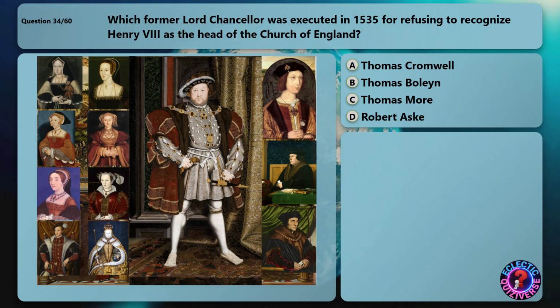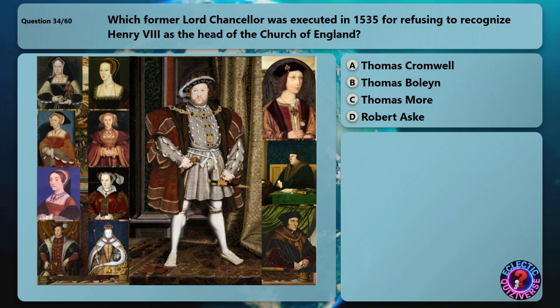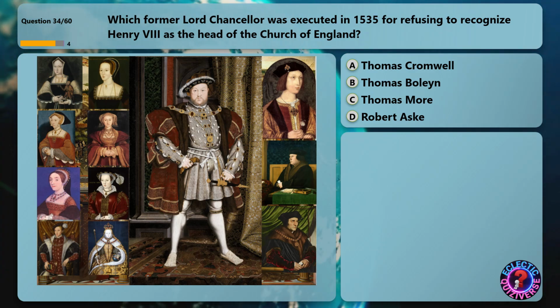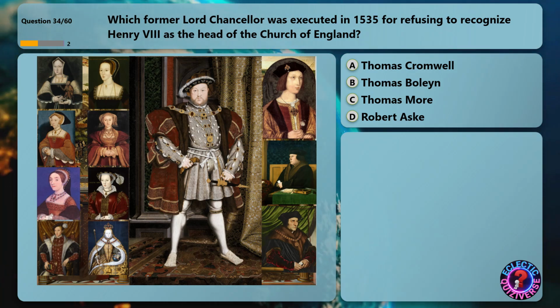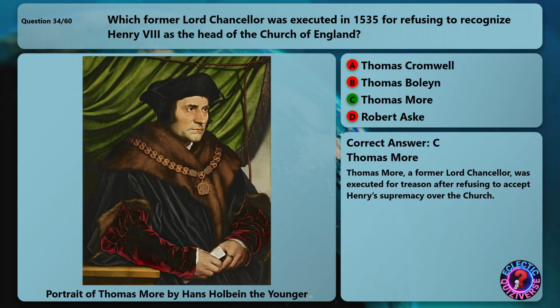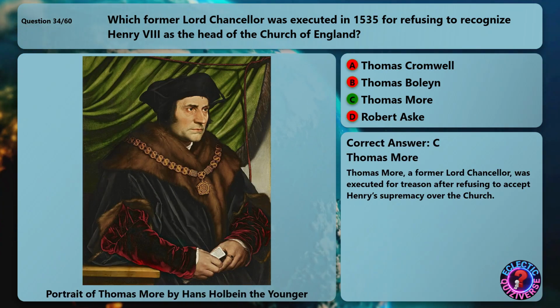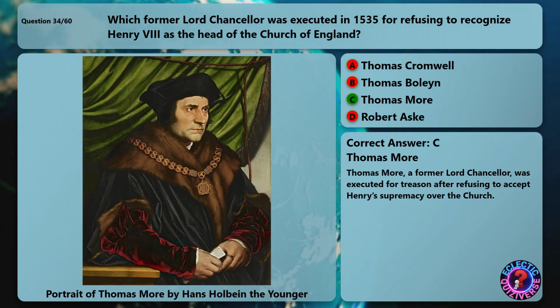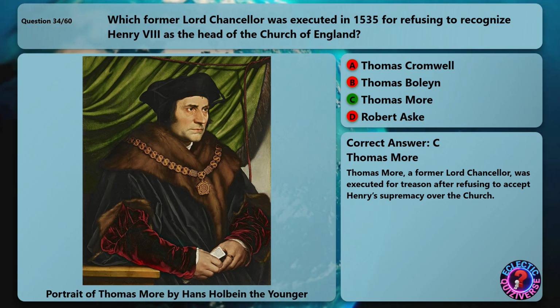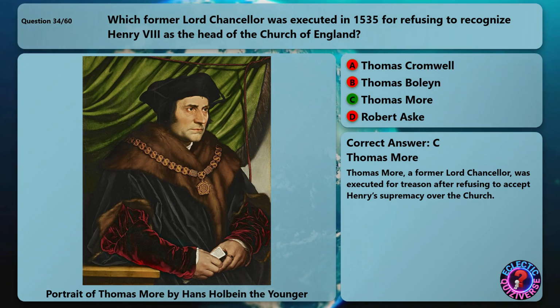Which former Lord Chancellor was executed in 1535 for refusing to recognize Henry VIII as the head of the Church of England? The correct answer is Thomas More. Thomas More, a former Lord Chancellor, was executed for treason after refusing to accept Henry's supremacy over the Church.